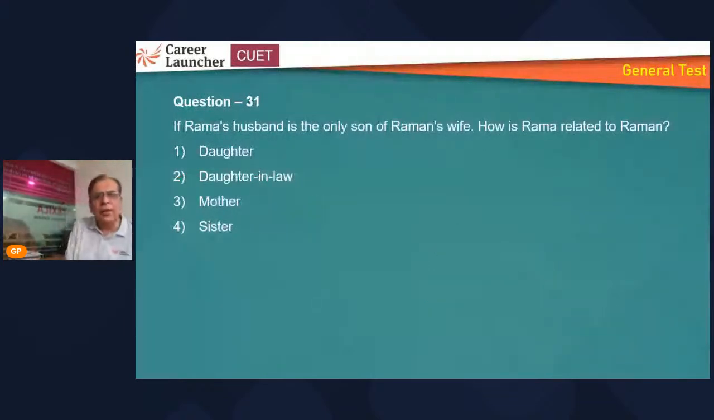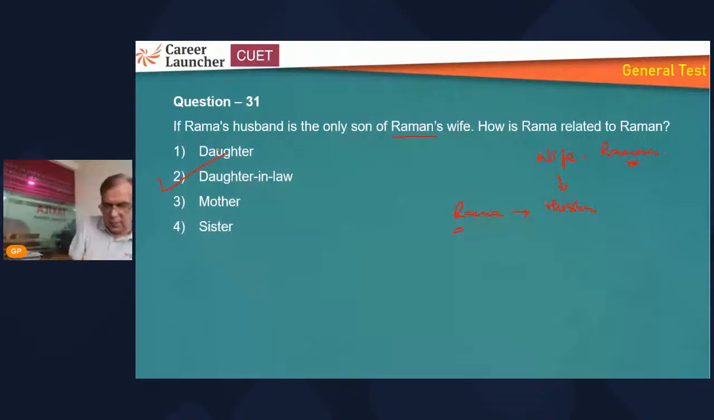Rama's husband is the only son of Raman's wife. How is Rama related to Raman? So Rama's husband, so we have Rama, she has a husband who's the son of someone's wife. Whose wife? Raman's wife. So who's Raman? Raman is the father-in-law of Rama, or Rama is the daughter-in-law. Okay. So I'll keep noting down the questions which we have done. Let me just note it down. Question 31.